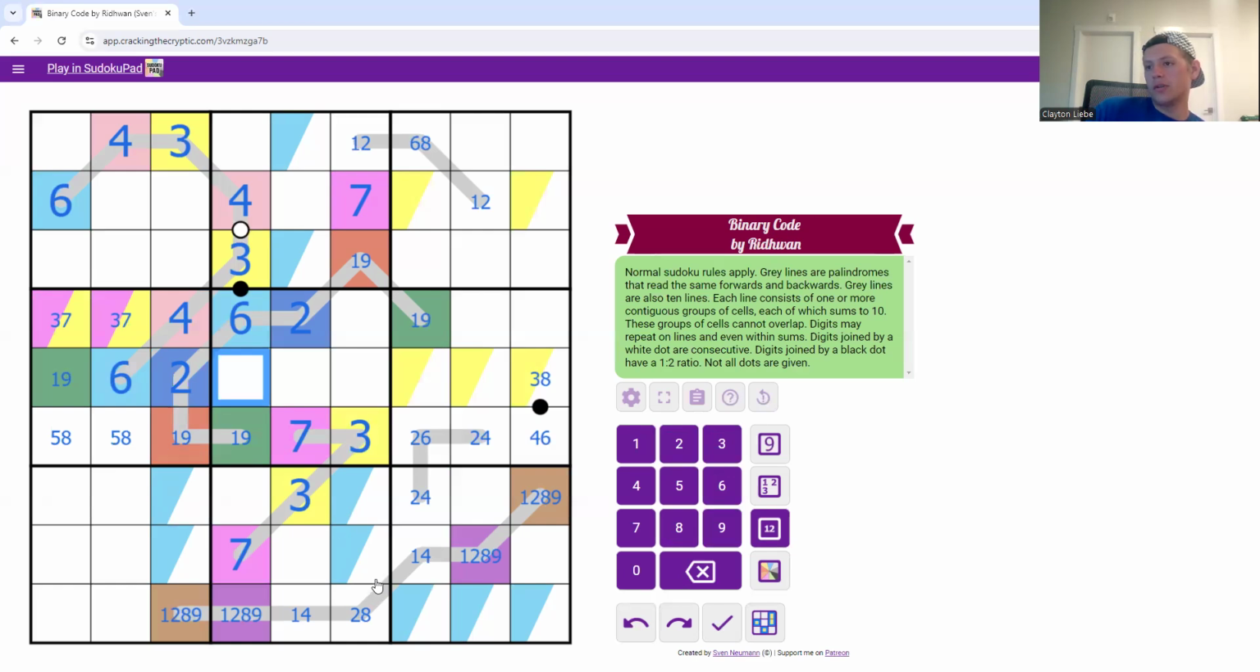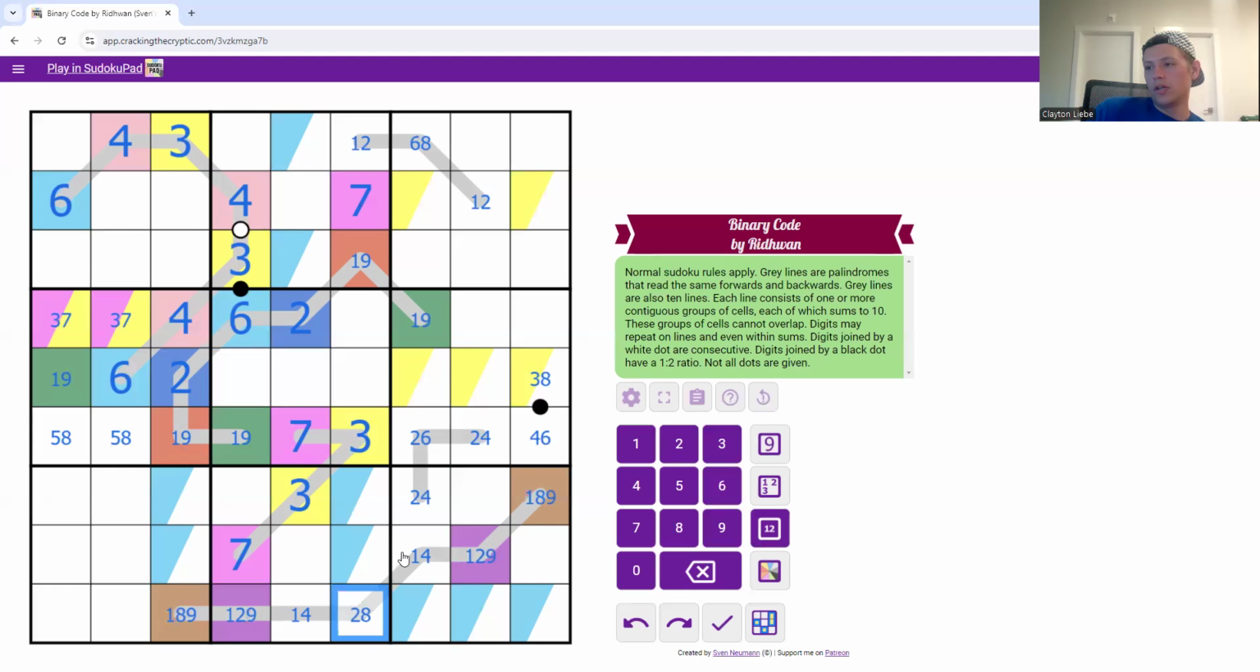Boy, I wish I knew what color this was: if this was 1, 9 or if this was 2, 8. I guess that could never be a 2, so this could never be an 8. This could never be an 8, and this could never be a 2 because of this 2. Okay, well, let's think about this for a second.